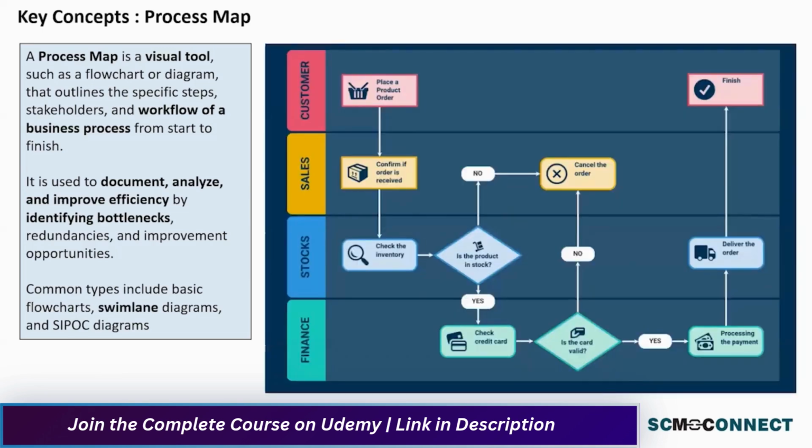What is swim lane diagram? So it basically runs across different departments, and it gives you a clear picture as to who has to do what, right? So in this example, place a product order and confirm if the order is received by the sales team. Check the inventory. So the person managing the stores checks on the inventory, is the product in stock. If it is a no, then it goes back to the sales team and things like that. And then you act appropriately, or the sales team informs the customer.